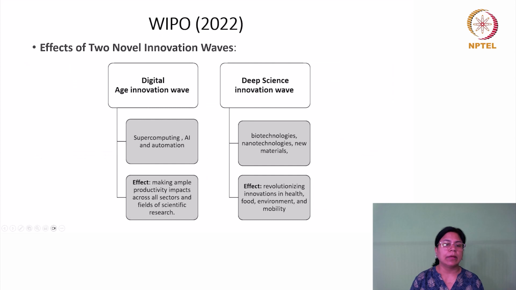A WIPO report has talked about two major waves since the 20th century: the digital age innovation wave and the deep science innovation wave. The digital age innovation wave is related to supercomputing, AI, and automation, and makes ample productivity impact across all the sectors and fields of scientific research. When we talk about the deep science innovation wave, we have seen sectors like biotechnologies, nanotechnologies, and new materials being revolutionized, and the changes being brought in the health, food, environment, and mobility sectors.